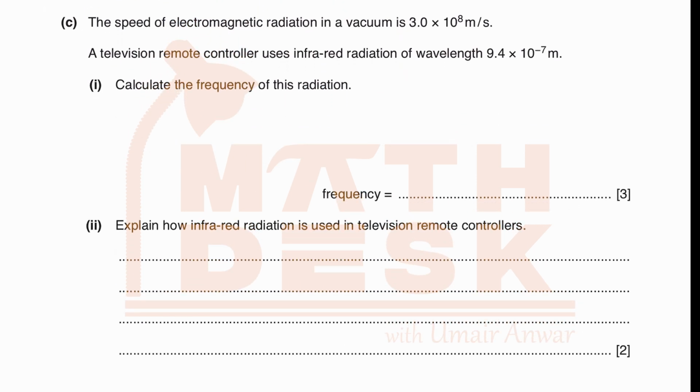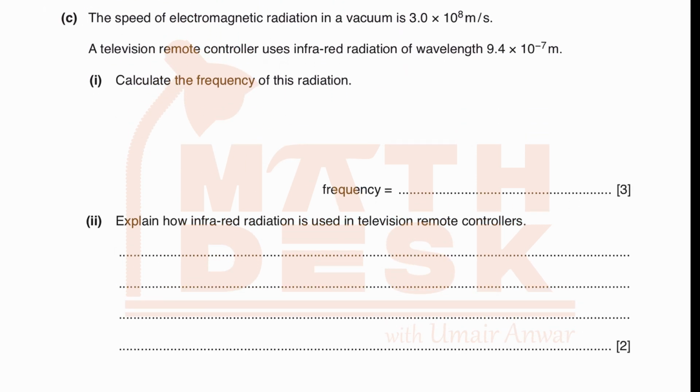Okay, the speed of electromagnetic radiation in a vacuum is 3.0 raised to 8 meters per second. A television remote controller uses infrared radiation of wavelength 9.4 into 10 raised to minus 7 meters. Calculate the frequency of this radiation.